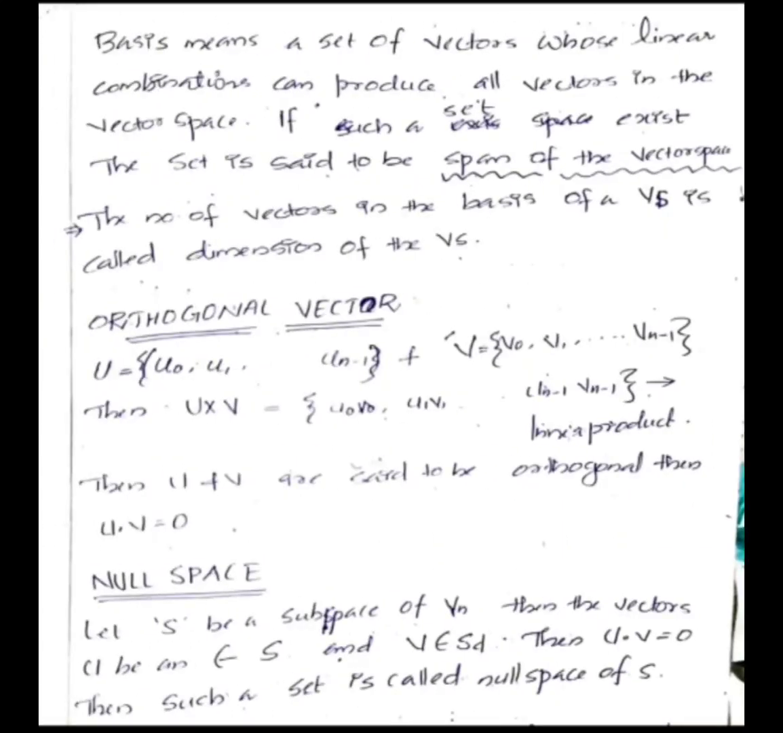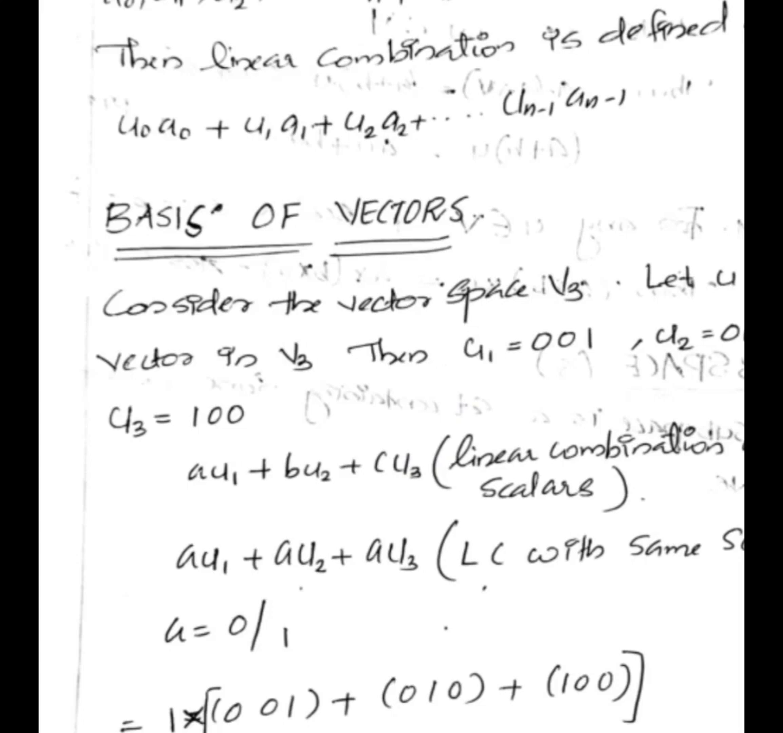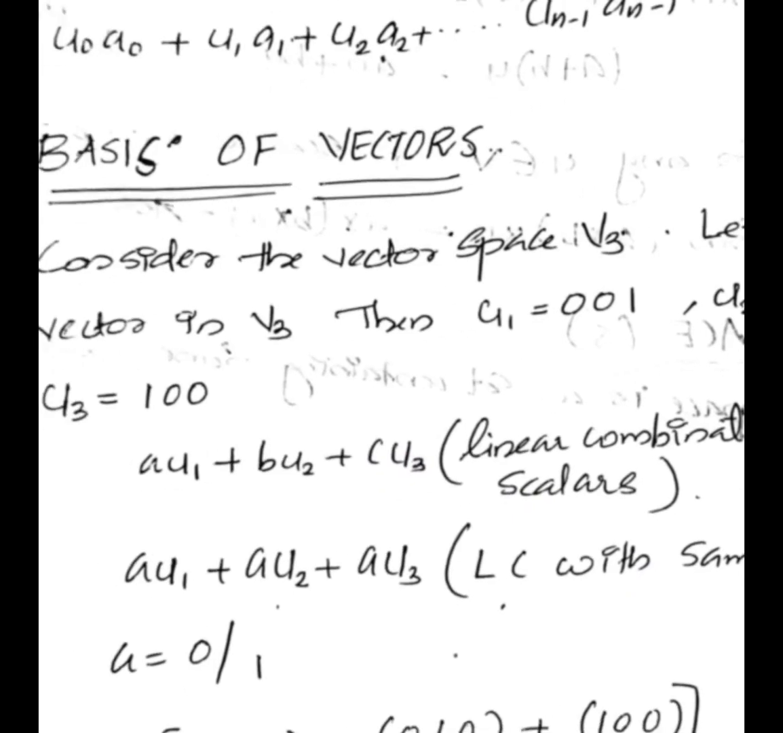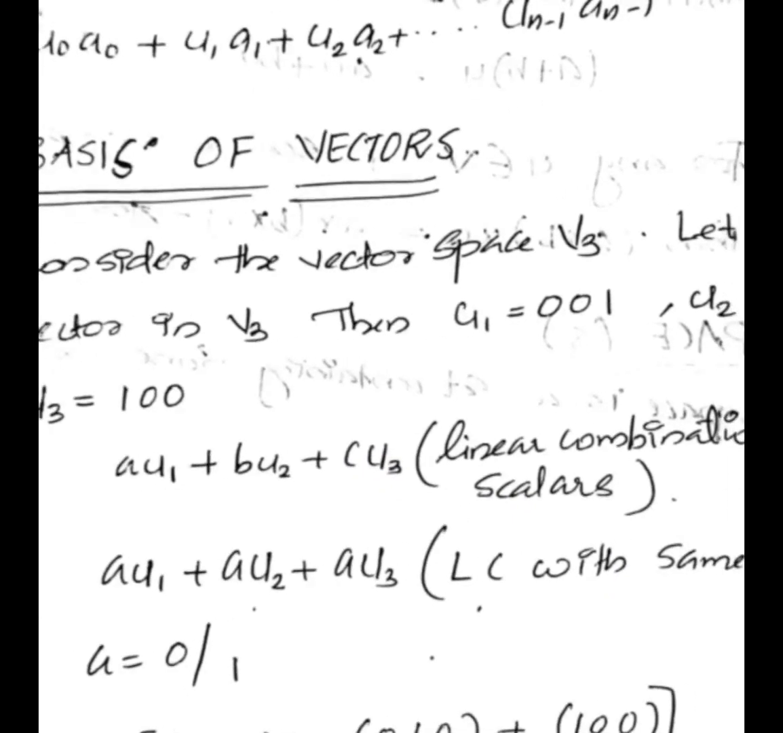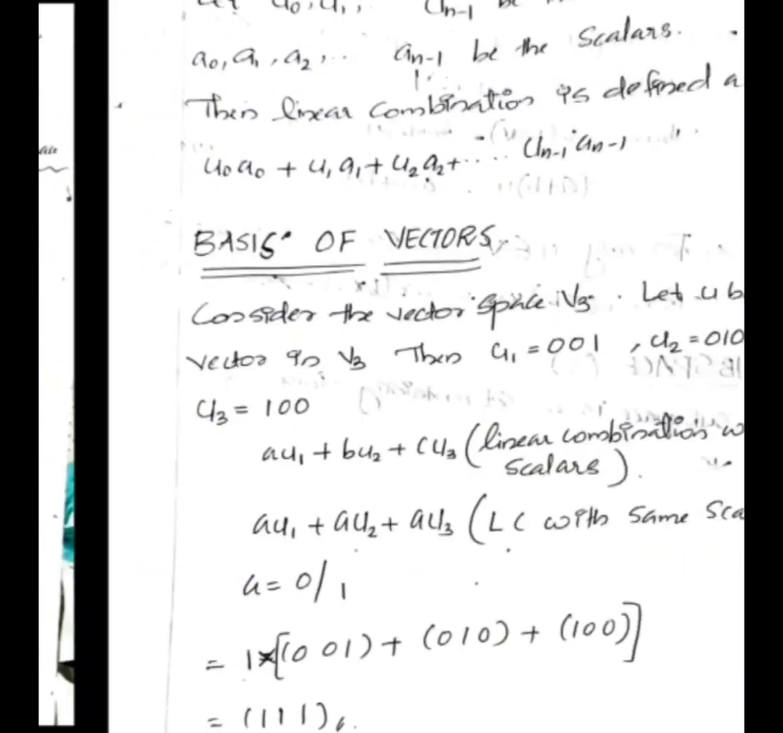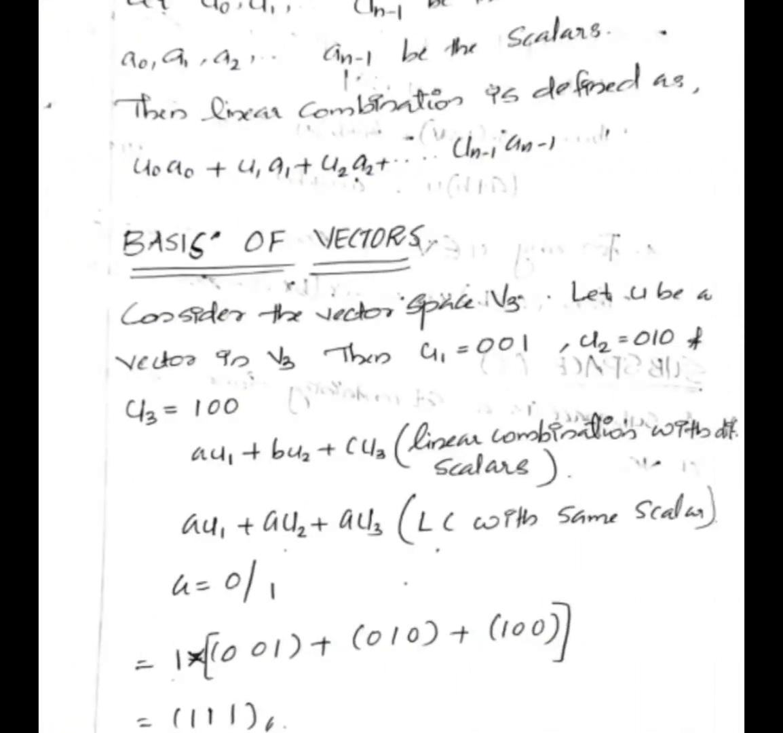Okay. Basis means a set of vectors whose linear combination can produce all vectors in the vector space. That is, we can produce all vectors in the vector space. If we want to produce this vector, we can multiply it with 1, 0, 0. If we want to produce the third vector, we can multiply it with the scalars 0, 0, 1. So, we can produce each vector from the vector space. That is called the basis of a vector. If such a set exists, the set is said to span the vector space. The number of vectors in the basis of VS is called the dimension of VS. So, the number of vectors is called its dimension. Here we have 3 vectors, so its dimension is 3.